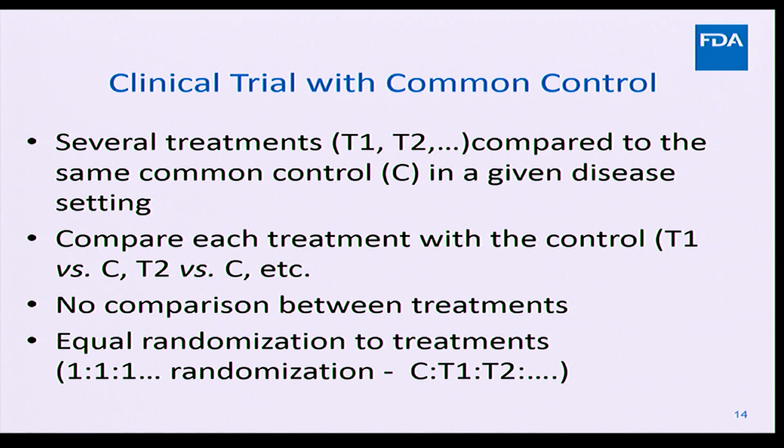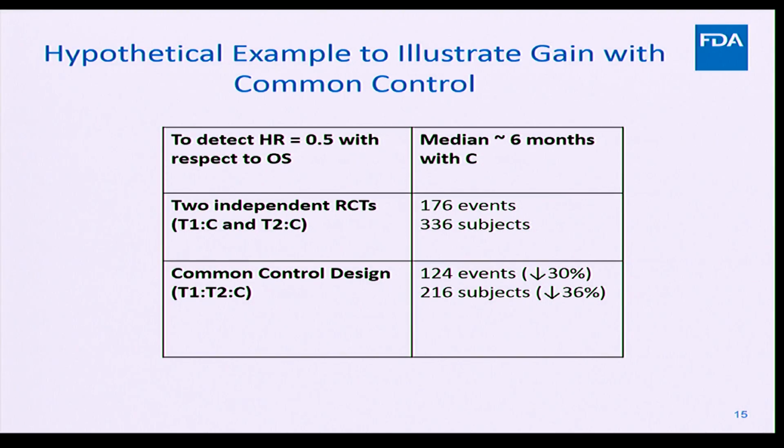Our regulations say that you have to be better than, it has to be effective. There is no comparative efficacy regulatory standard. So you don't have to compare T1 to T2. And so here you can have equal randomization of C to T, T1 to T2, etc. And I think this will become clear with this example.